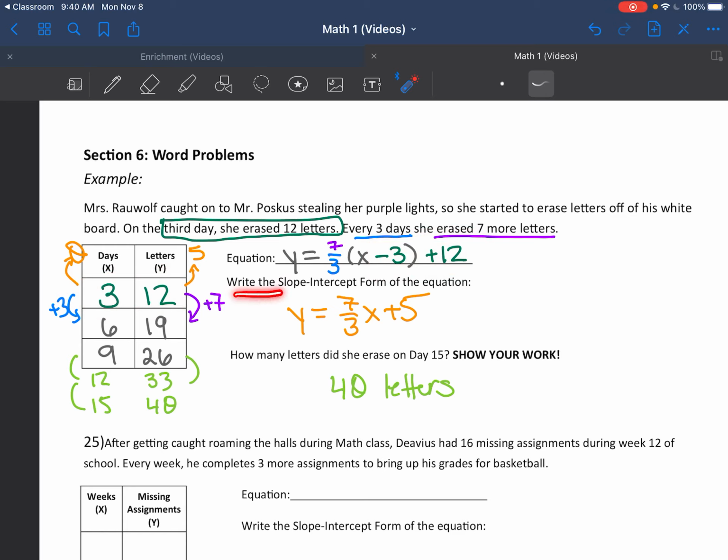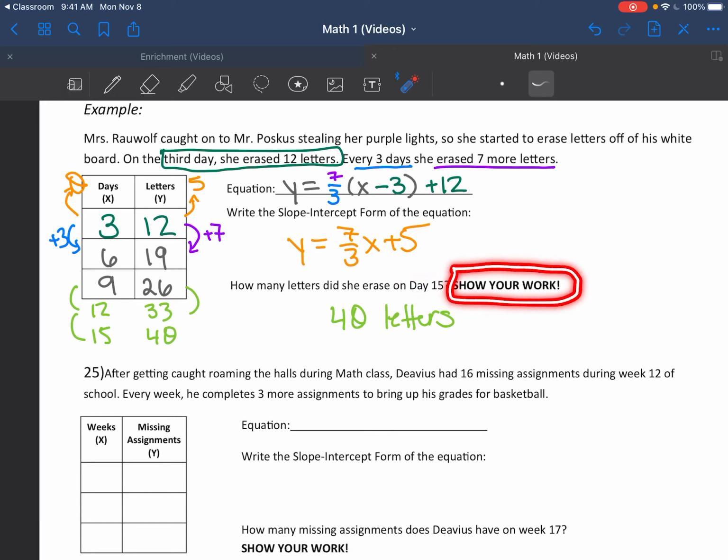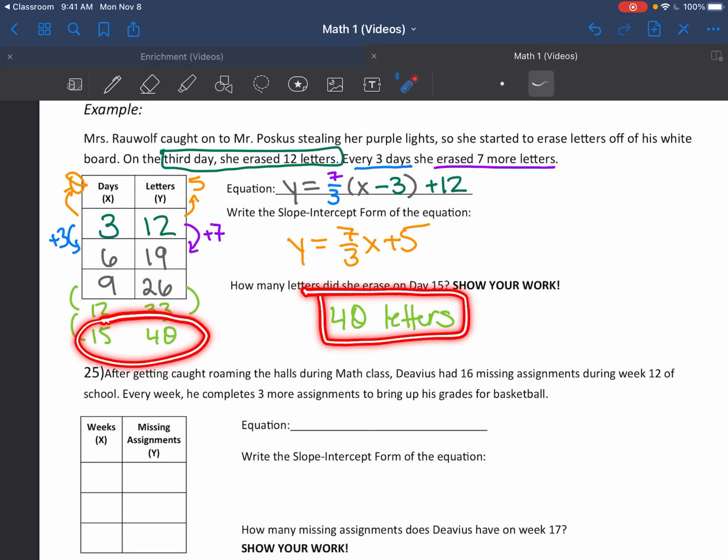Now it wants you to find the slope-intercept form of the equation. I decided to go backwards on my table. And if I go backwards, I get to 0 on the x side, and if I go backwards, I get 5 on the y side, which means I found my y-intercept, so I wrote y equals 7 over 3x plus 5. Remember, slope doesn't change. Then it wanted me to figure out day 15, so what I did to show my work is I went down my table some more to day 15, which gave me 40 letters.